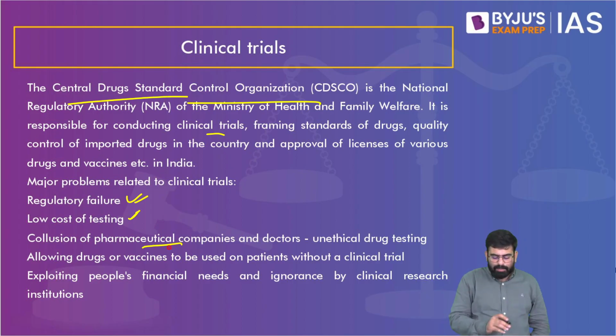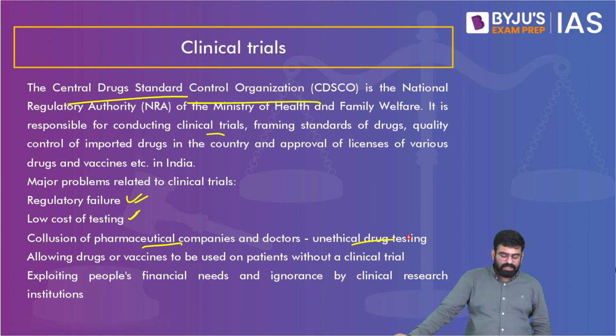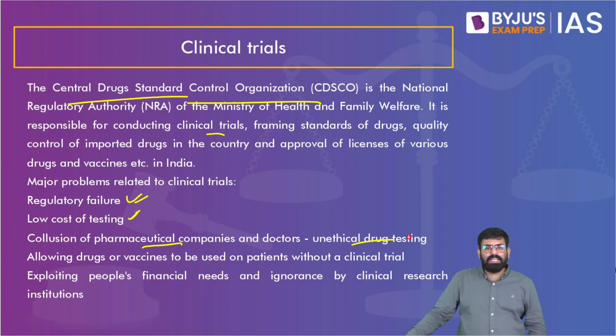These pharmaceutical companies and doctors collude with each other and go for unethical drug testing, because they would not inform the volunteers what the possible adverse side effects of this particular medicine, of this particular experiment, can be on them. They can actually get an irreversible disorder in their body. So these pharmaceutical companies collaborate with these doctors. They say, yes, we will return this favor. Please convince people to come for this trial.